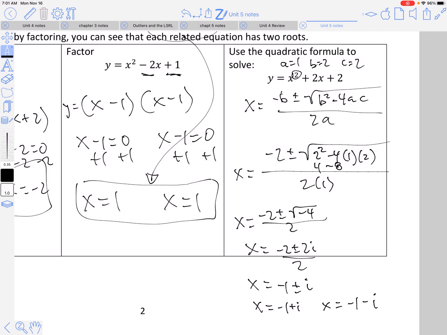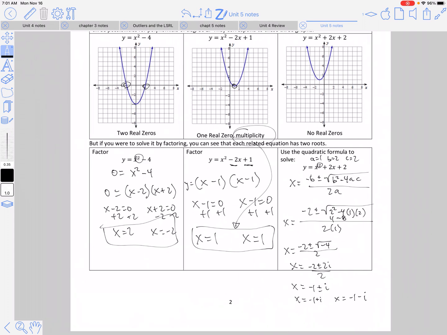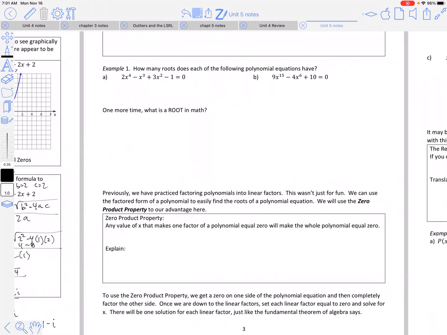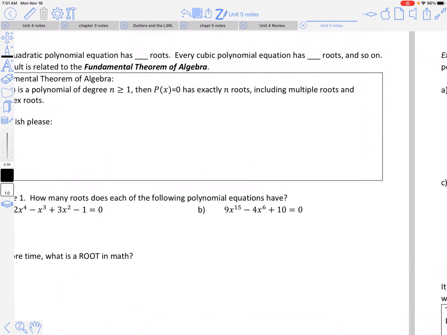But they're both imaginary, right? So we couldn't see them. They weren't real roots. But they're still there. So it still had two solutions even though we couldn't see them.